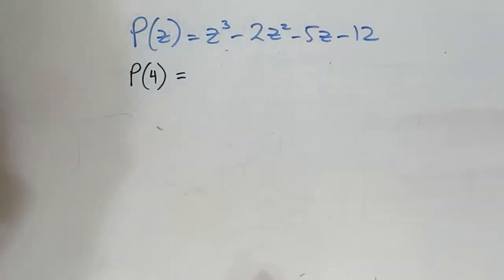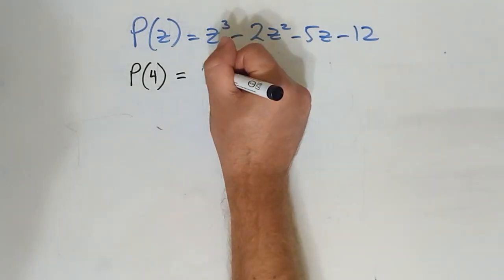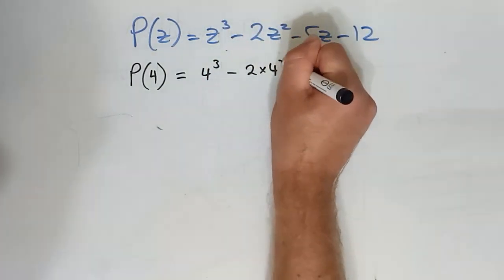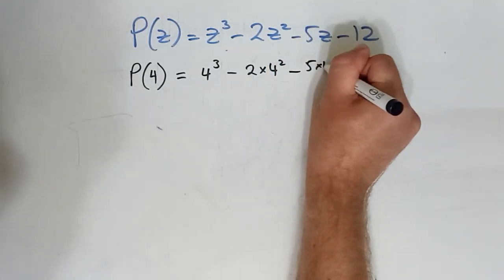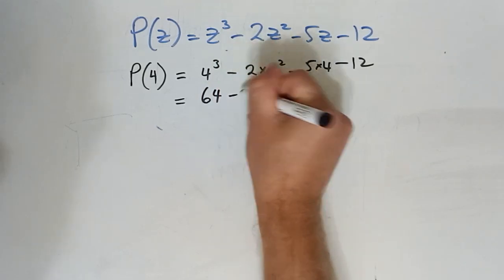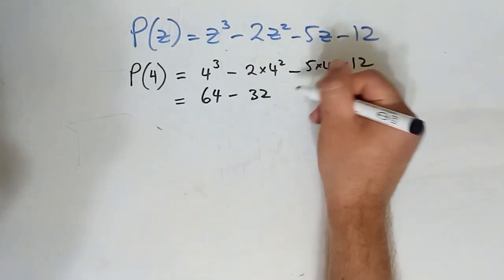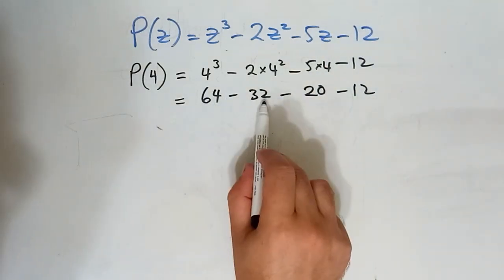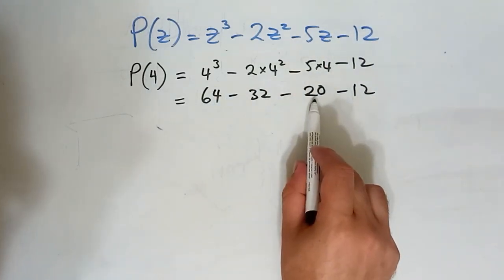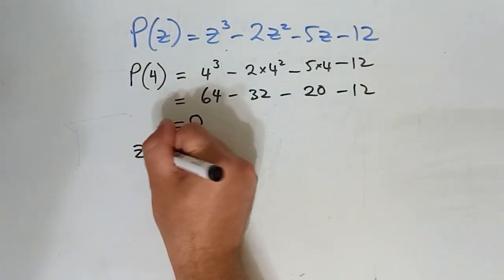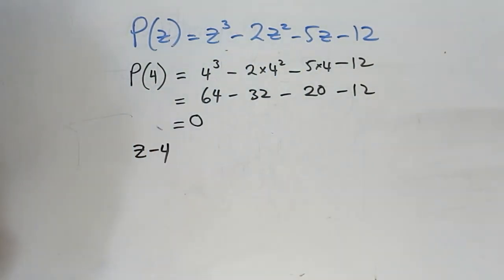Let's just happen to try this one first, p of 4. So I'll try this one. I get 4 cubed minus 2 times 4 squared minus 5 times 4, minus 12. What do you know? 64, minus 32, minus 20, minus 12. Adding all up: 64 minus 32 is 32, minus 20 is 12, minus 12 is 0. Wonderful. Therefore, z minus 4 must be a factor.